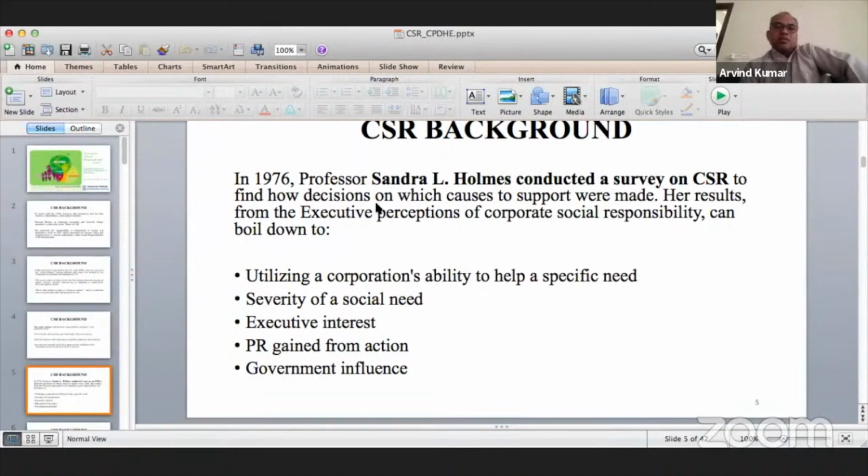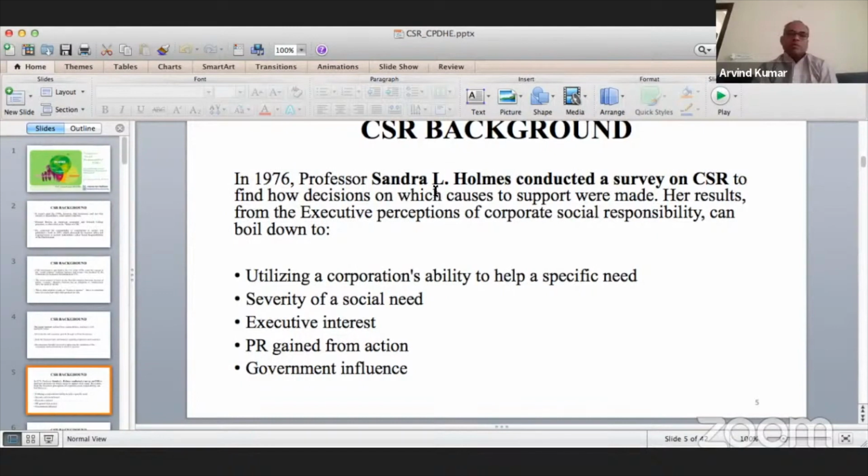in 1976, Professor Sandra Holmes conducted a survey on CSR and found how decisions on which causes to support were made. Her results from the executive perceptions of CSR can be boiled down to a few points. A very important and significant contribution has been made by Professor Holmes. Her focus, when we look at executive perception, was utilizing the corporation's ability to help a specific need, which is very important.